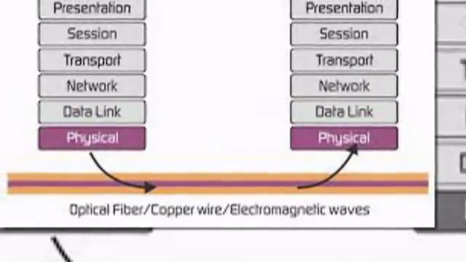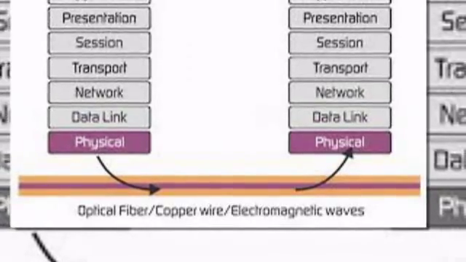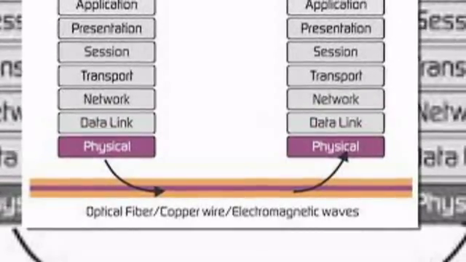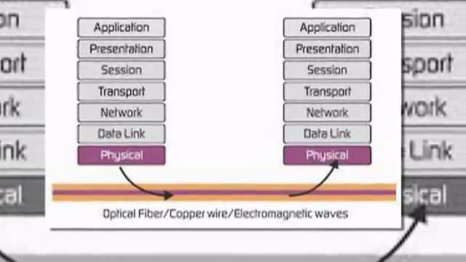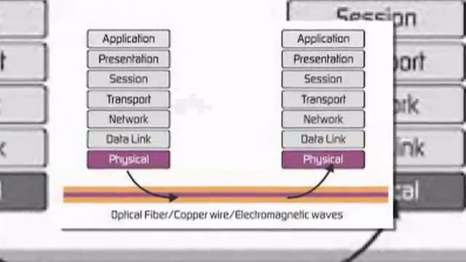Layer 1, the Physical Layer. This layer conveys the bit stream through the network at the electrical, optical, or radio level. It provides the hardware means of sending and receiving data on a carrier network.